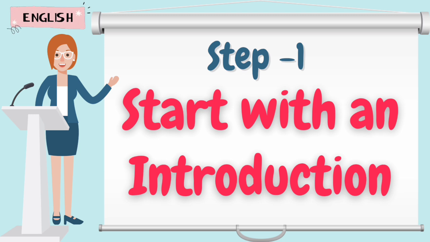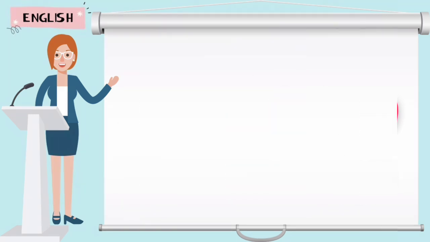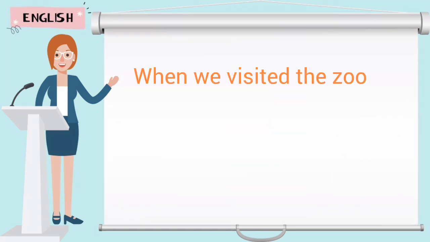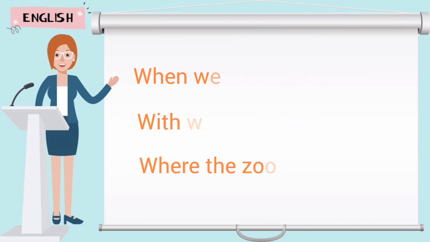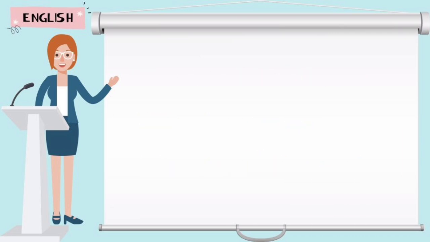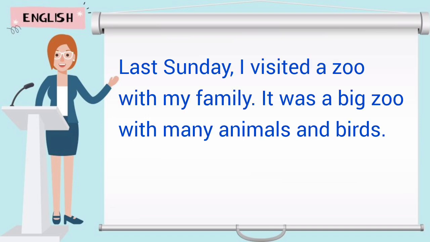First, we should start with a short introduction. In this, we should mention when we visited the zoo, with whom we went, and where the zoo is located. For example, you can write, last Sunday I visited a zoo with my family. It was a big zoo with many animals and birds. See, it's a short and clear introduction. बस इतना लिखना है और introduction हो जाएगा.